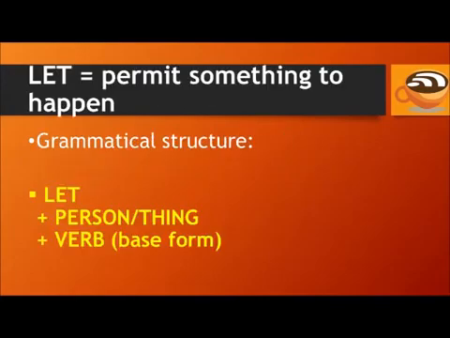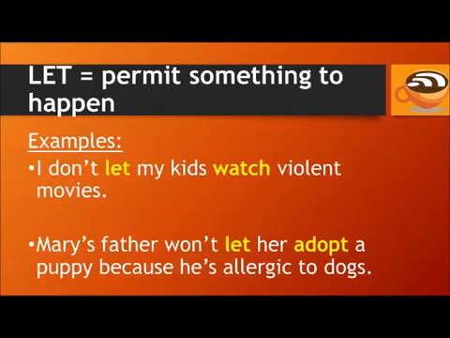Here are some examples of how causative verbs work in English sentences. Let's start with the word let. It means to permit something to happen. The grammatical structure is let plus the person or thing plus the base form of the verb. We do not use to with let. For example, I don't let my kids watch violent movies. Again, the correct structure is let my kids watch. Don't say let my kids to watch.